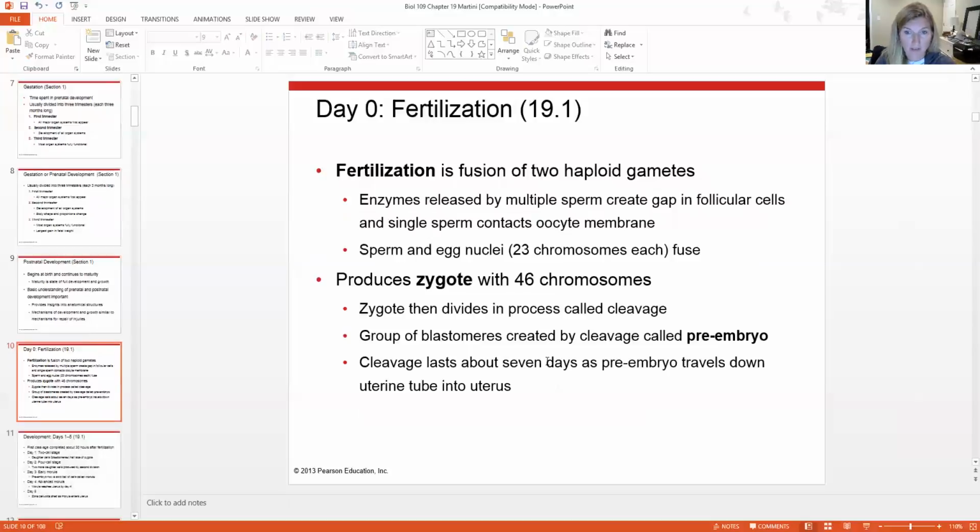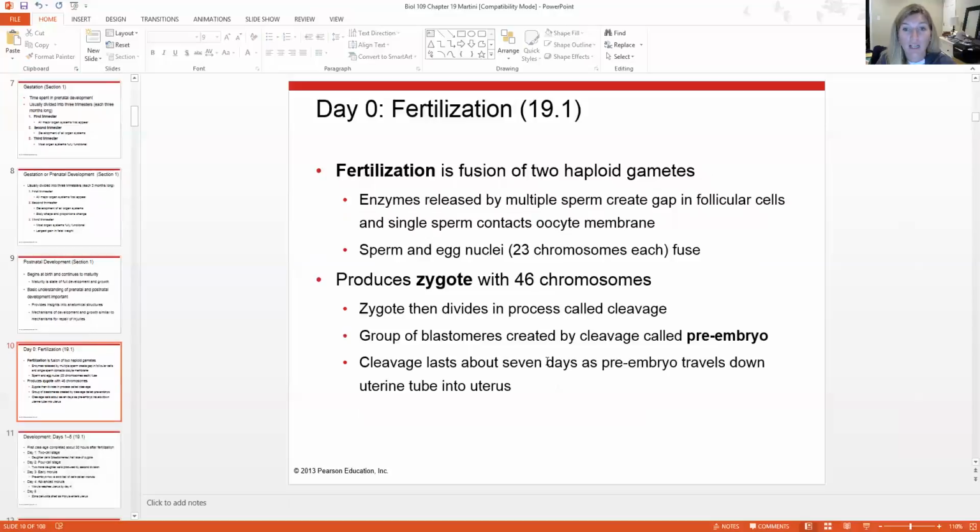This is the day of fertilization. This is the fusion of the 2 haploid gametes. Enzymes released by multiple sperm cells create a gap in the follicular cells, and a single sperm can penetrate that oocyte. The sperm and egg each have 23 chromosomes. They fuse. It creates a zygote. The zygote now has 46 chromosomes.